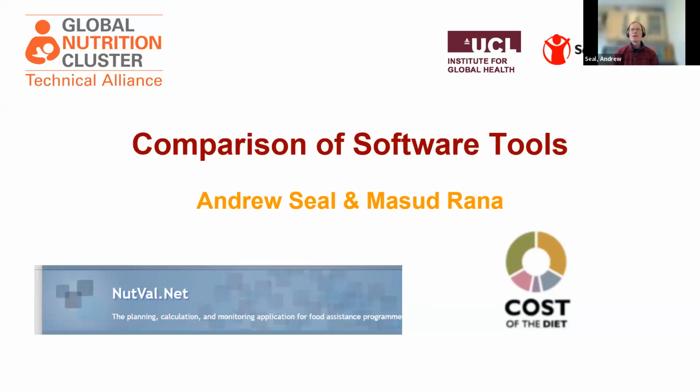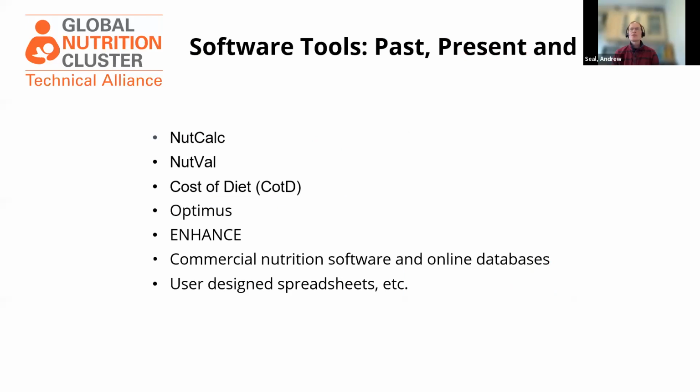Great to be here and have a chance to present to you some comparison of those two particular software tools that have been mentioned. Next slide, please. So I just wanted to point out that they're not the only ones that are out there. I'm not sure how many of us would remember NutCalc. I just about do. It was an Action Against Hunger ACF tool, probably no longer used as far as we know. And then we have the two that we're talking about today, NutVal and Cost of Diet. But there are others, of course.